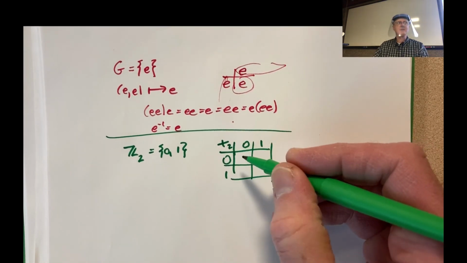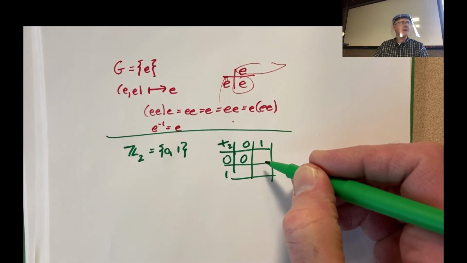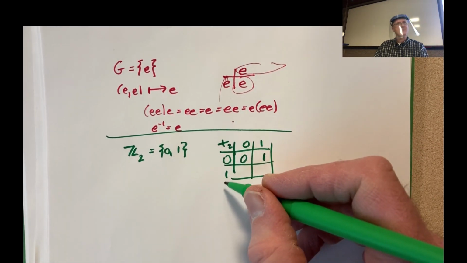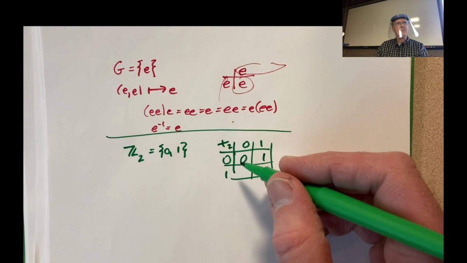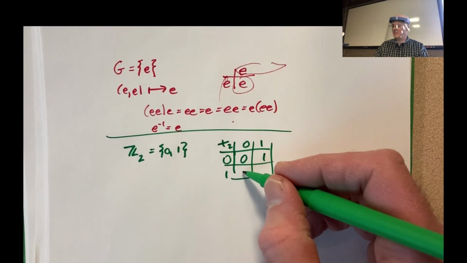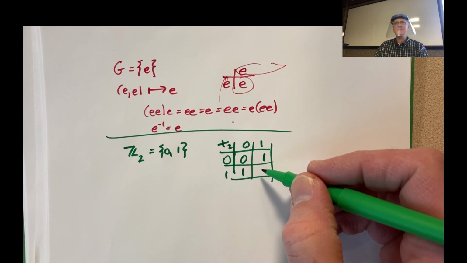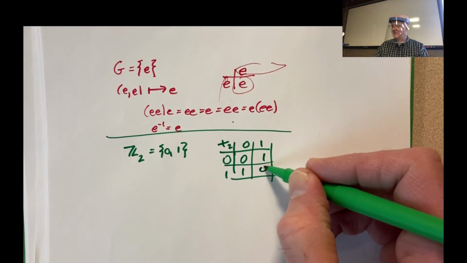0 plus 0 is 0 mod 2. 0 plus 1 is 1 mod 2, starting on the left here and then going to the top. 1 plus 0 is 1 mod 2. And 1 plus 1 is what? 0 mod 2. There we go, done.